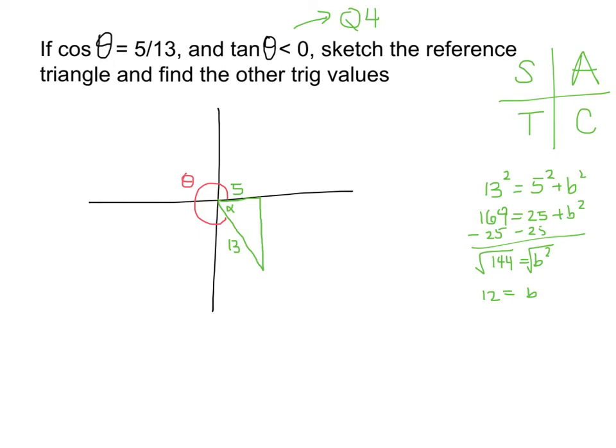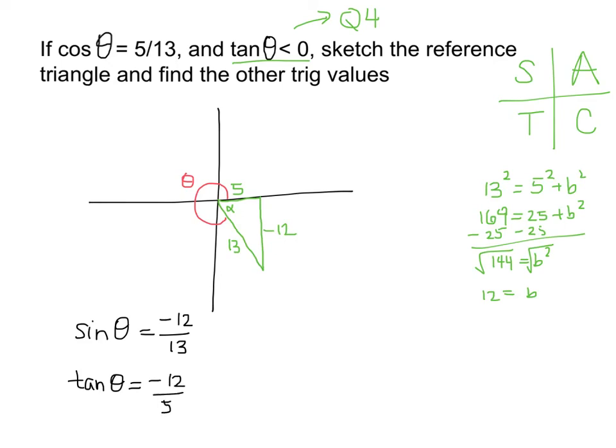Since 12 is b, I can put the 12 here, but because it is going down, because I am below the y-axis, I need to note that it is actually negative 12. And that will cause the tangent to be negative, as I am supposed to get based on the instructions in the problem. So now it's going to be pretty easy to find the other trig values. All I need to find are the sine of theta and the tangent of theta. The sine of theta is the opposite over the hypotenuse, so that's going to be negative 12 over 13. And the tangent of theta is the opposite over the adjacent, or negative 12 over 5.